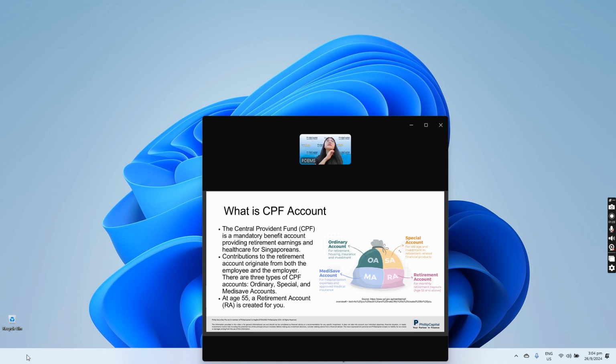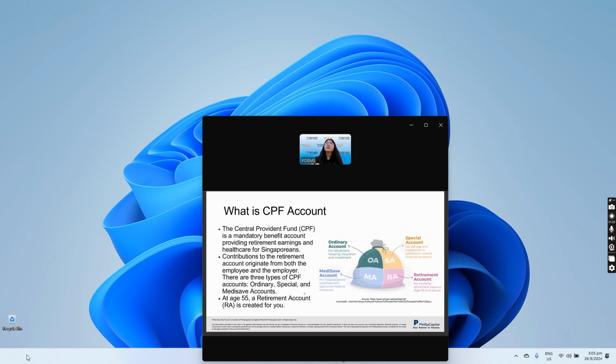So first thing I will cover the CPF account. This account is a mandatory benefit account providing retirement earnings and healthcare for Singaporeans. I think PRs also have a CPF account. The contributions to this account originate from the employee and also the employer. So if you work with any company, your employer, your boss, also contributes a part to the CPF account.